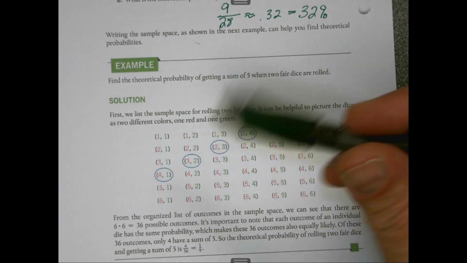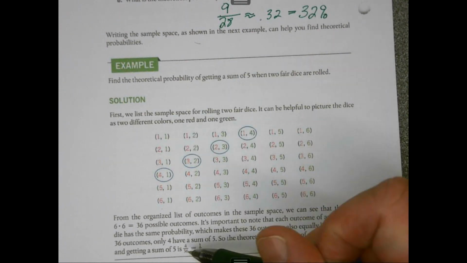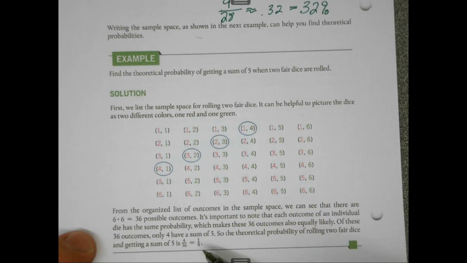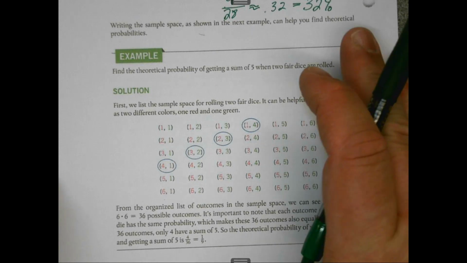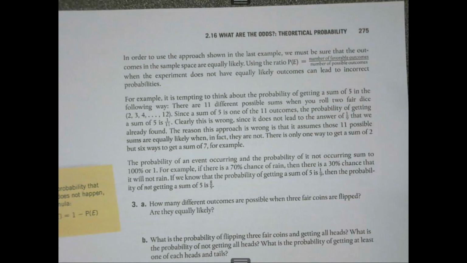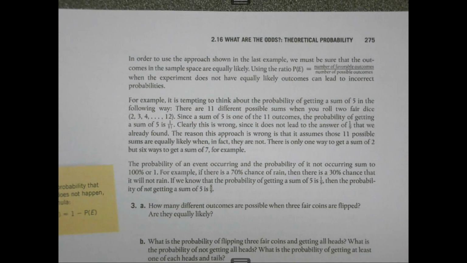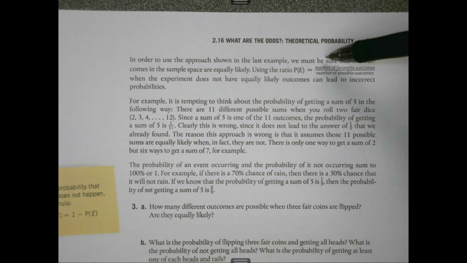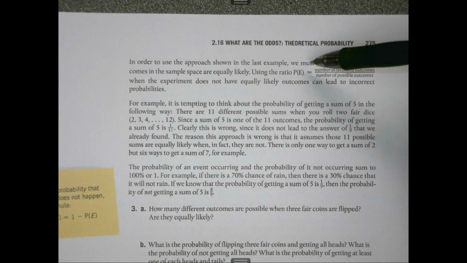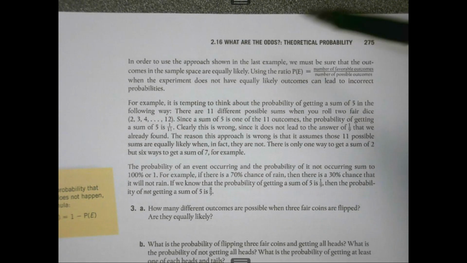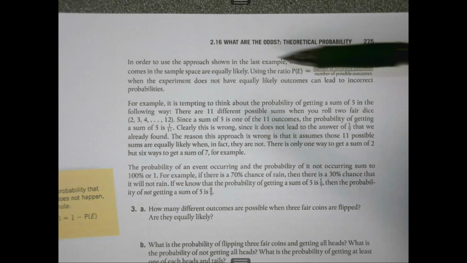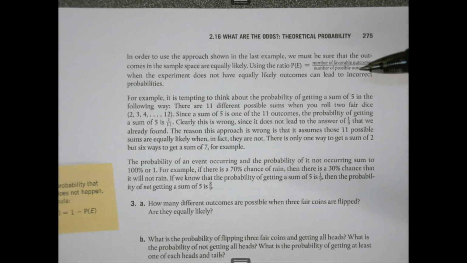In order to use the approach shown in the last example, we must be sure that the outcomes in the sample space are equally likely. Using the ratio of favorable outcomes when the outcomes are not equally likely can lead to incorrect probabilities. For example, it is tempting to think about the probability of getting a sum of 5 in the following way. There are 11 different possible sums when you roll two fair dice. Since the sum is 5 out of 11 outcomes, probability is 1 out of 11. Clearly, that's wrong.